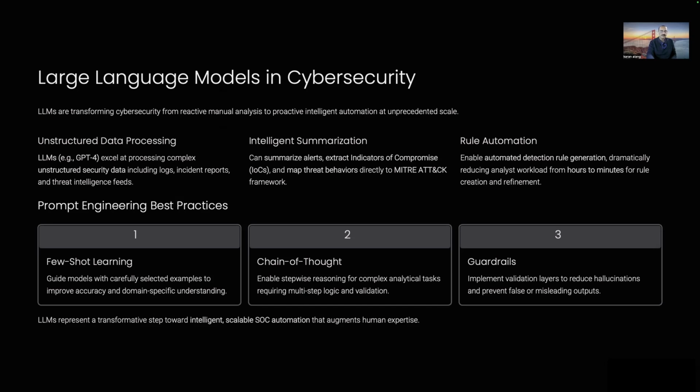How does it do that? Basically it helps in unstructured data processing. It processes complex unstructured security data, including logs, incident reports, and threat intelligence feeds. It does summarization. It can summarize alerts and extract indicators of compromise. What are IOCs, or indicators of compromise? These are essentially digital fingerprints left behind by attackers, clues that security teams can use to detect, track, and block malicious activities. There's something called IOA also, which essentially means indicators of attack.